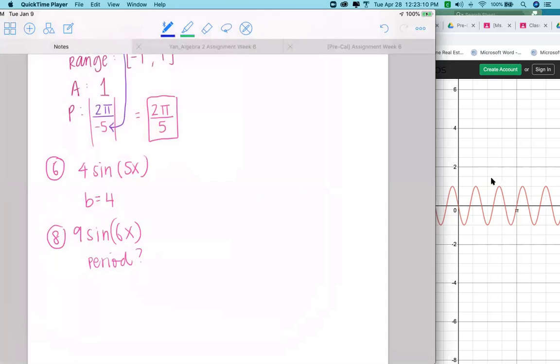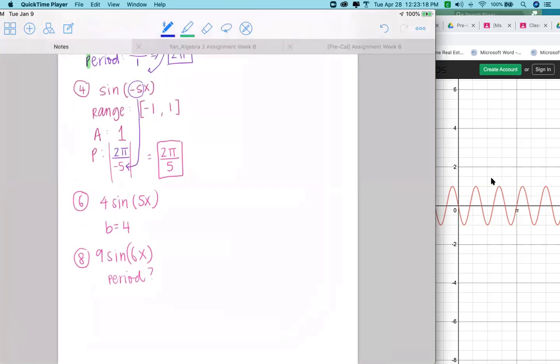Okay, anyone want to answer this? How do I find the period for number 8? It is 9 sine 6x. You can kind of refer to number 4.